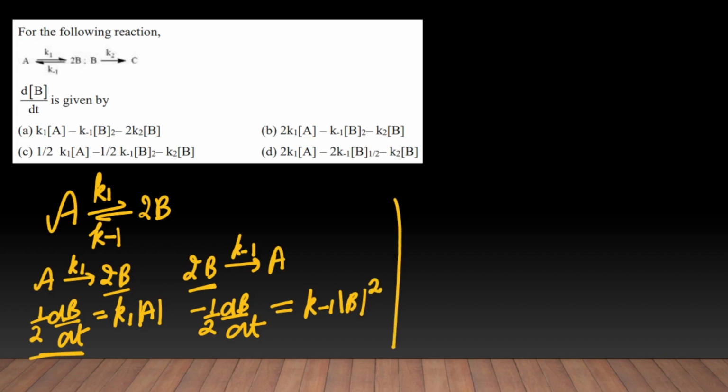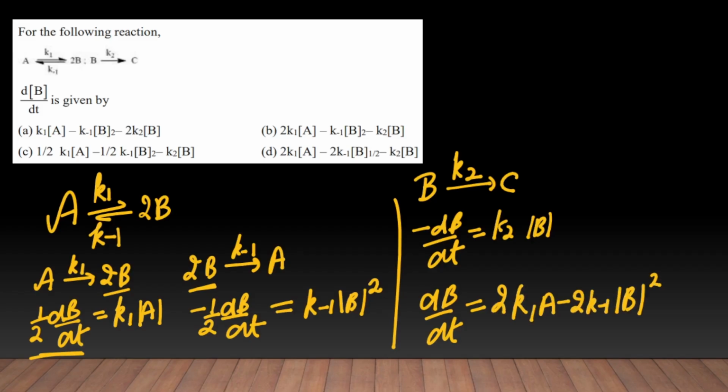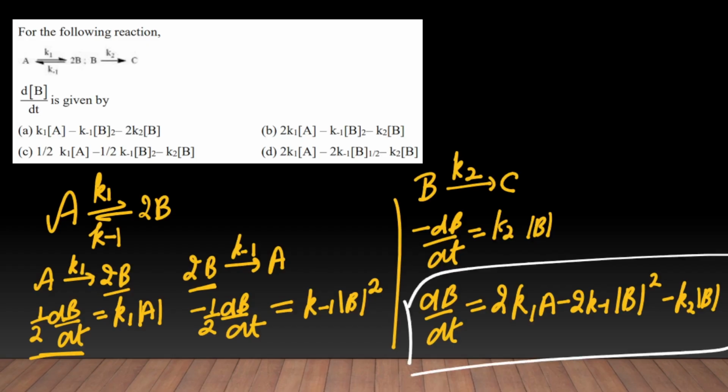And the other equation is B giving C with the rate constant K2. So minus dB/dt is equal to K2 times the concentration of B. We are asked to find the value of dB/dt. Combining all three, we get 2K1A minus 2K inverse B square minus K2 times B, which is equal to dB/dt. So this is going to be the expression.